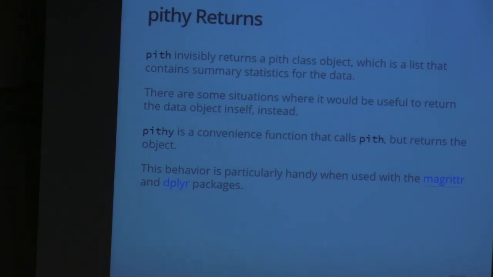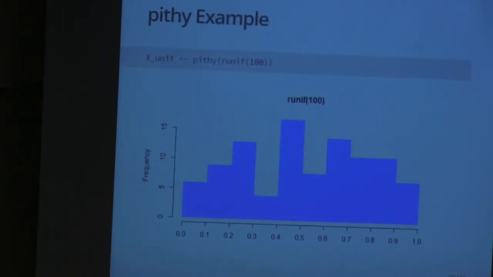But that's not necessarily what you want to do all the time, so there's Pythy. What Pythy does is it runs Pyth, but instead of returning the Pyth class object, it just returns the original object. So it does nothing, which is kind of nice because you can use that with Magritte or dplyr or things like that in order to see what's going on. So here, this code generates 100 random uniform values, and then I just wrap that inside Pythy and assign it to xunif, and xunif is those random values. Essentially Pythy says, make a plot of this and then return that thing unchanged.